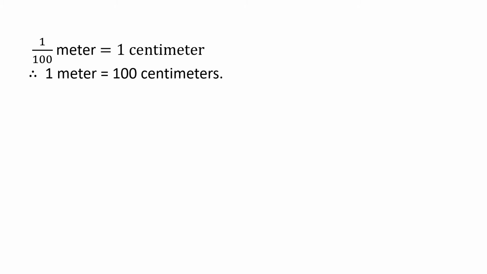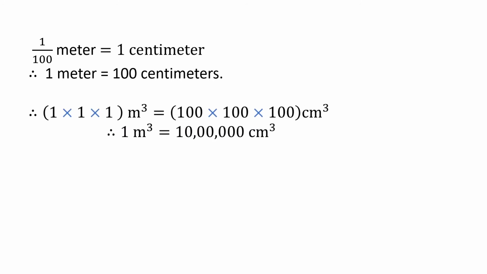Okay, what if I want to find these units in terms of volume? That means I need to cube on both sides of that line too. 1 cube means 1 times 1 times 1, and 100 cube means 100 times 100 times 100. That means I need to multiply everything 3 times, as I am dealing with volume units, right? So 1 meter cube is actually 10 lakh centimeter cube.